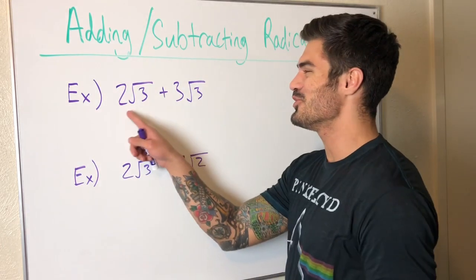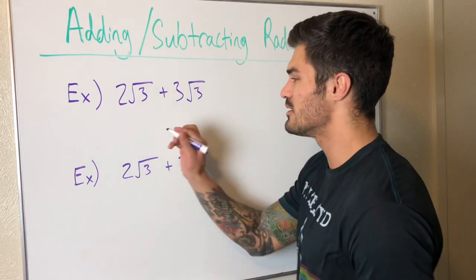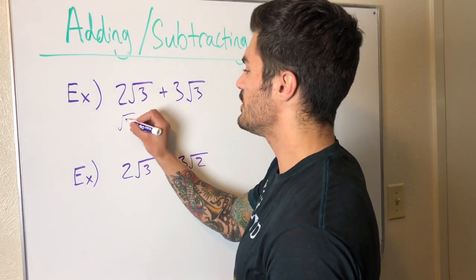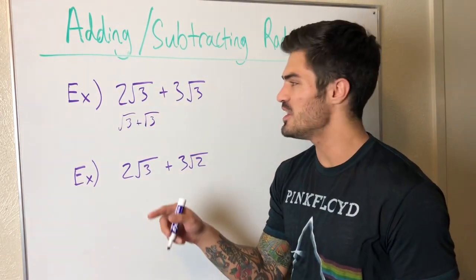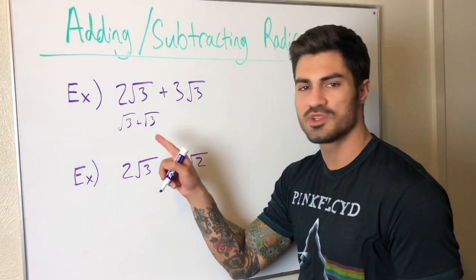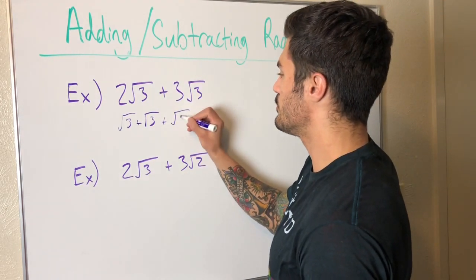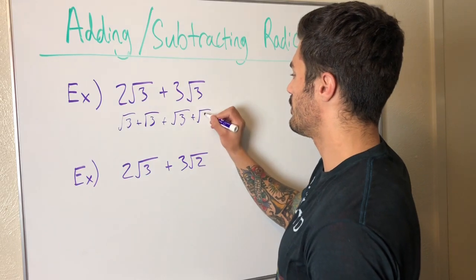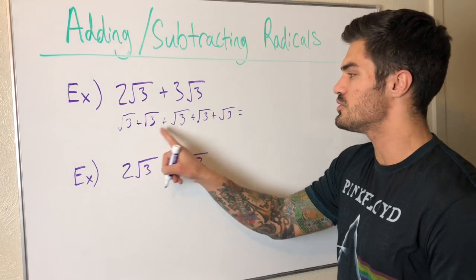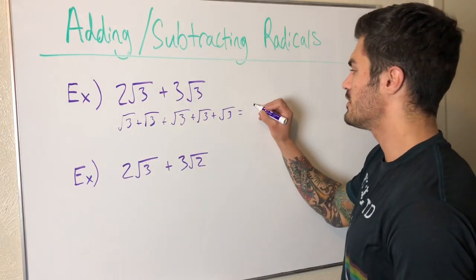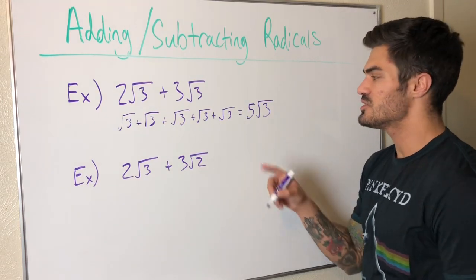All right, so 2 root 3 plus 3 root 3. So what this really is, is root 3 plus root 3, because that's what 2 times root 3 means, right? It means root 3 2 times. And this is 3 times root 3, plus root 3, so that's just root 3 3 times, right? So what we have total is 1, 2, 3, 4, 5 root 3's, right? Root 3 5 times. So what do we notice here?